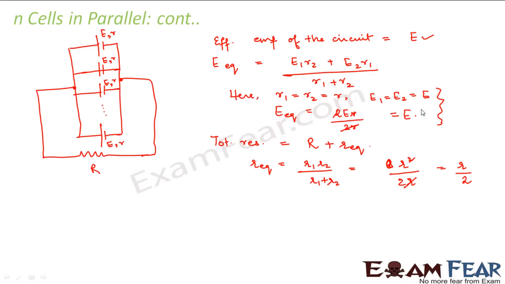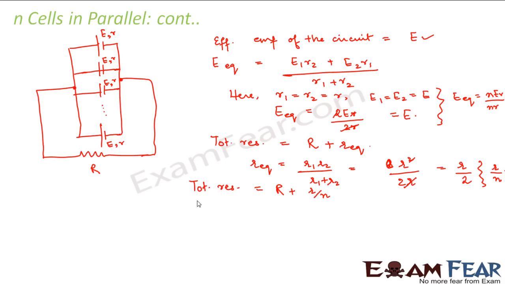Even if it is n cells, what will be E equivalent? For n cells, it will be n E r divided by n r. So that will also come out to be E. Similarly, r equivalent for n number of resistances will not be r by 2. Instead, it will be r by n, because the number of resistances is n, right? So what will be the total resistance? Total resistance will be equal to capital R plus r by n.